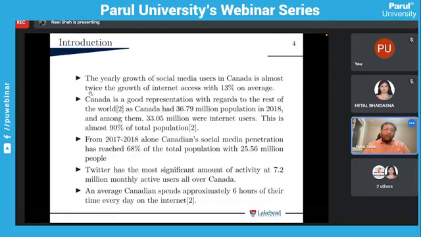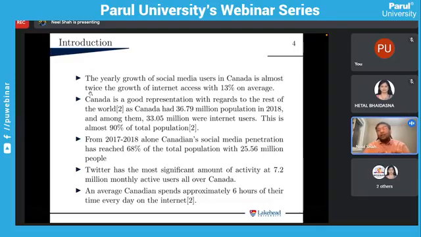So let's start with why we use a specific type of data. First, let's try to understand how the internet and social media penetrate our society. Here in this specific research, we talk about Canadian society. The yearly growth of social media users in Canada is almost twice the growth of internet users, which is 13% on average. That growth number is quite surprising.